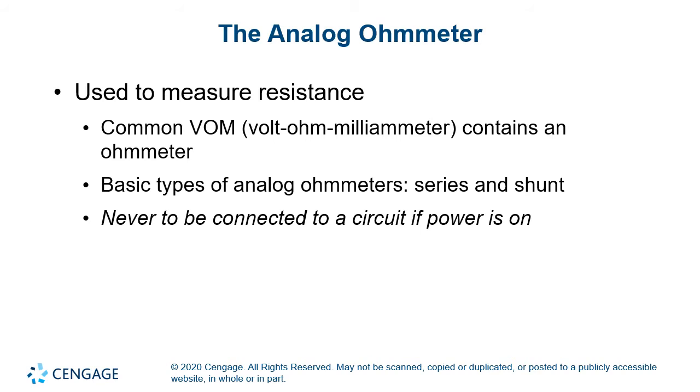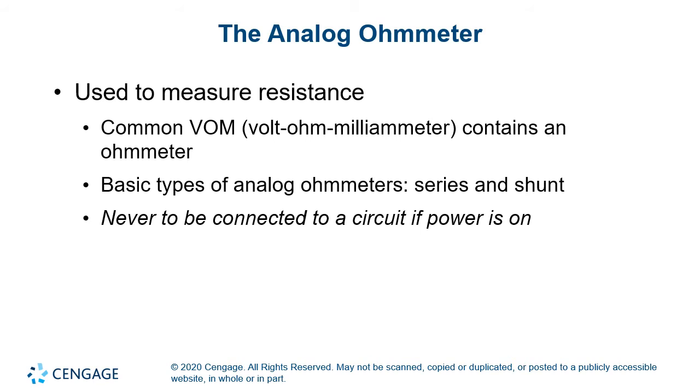Turns out there are two kinds of analog ohm meters. These are series and shunt units. Series units are designed for measuring larger resistance, while shunt units are designed to measure smaller ones. In fact, you may actually have to have multiple ohm meters because they only work within a certain range of resistance.